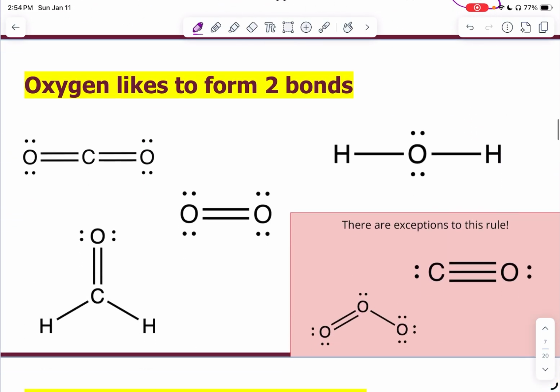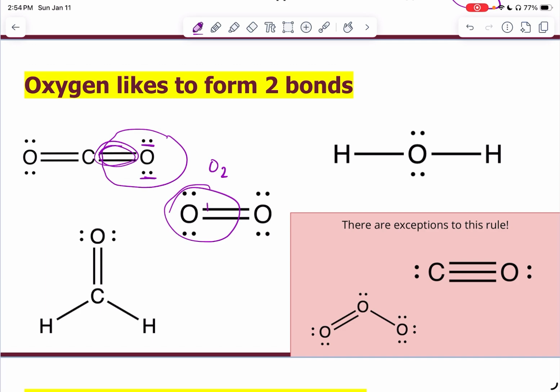All right, oxygen likes to form 2 bonds. So just to see that, here is an oxygen that has 2 bonds, and that is something we're going to look at today called a double bond. It's got these 2 non-bonding electron pairs and then 2 bonded electron pairs. We see that as well in this O2 molecule. You'll learn how to draw that today. But it's got 2 bonds. So here I'm pointing to them, and then it's 2 non-bonding pairs.